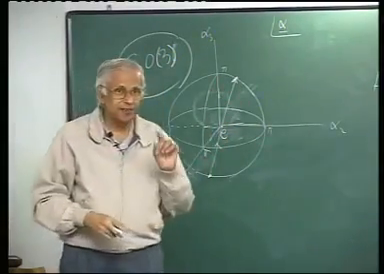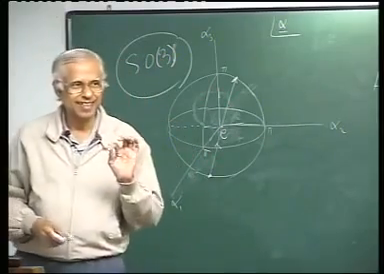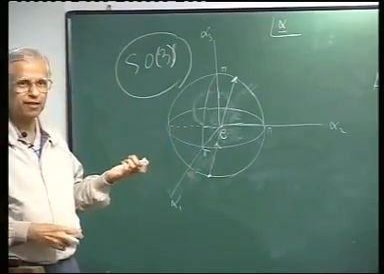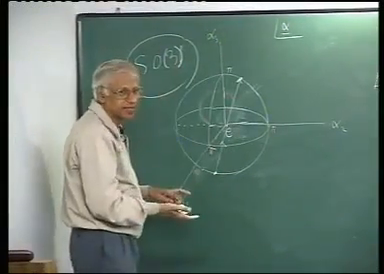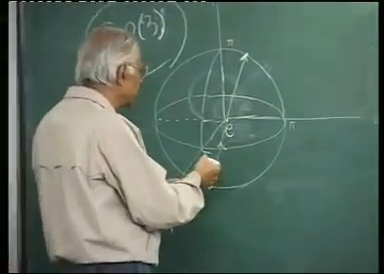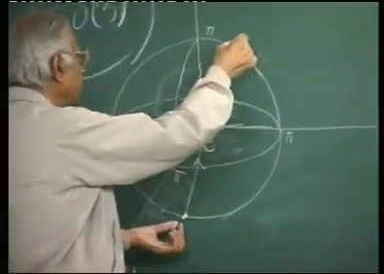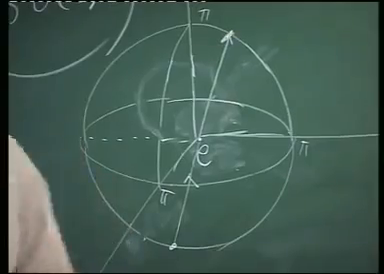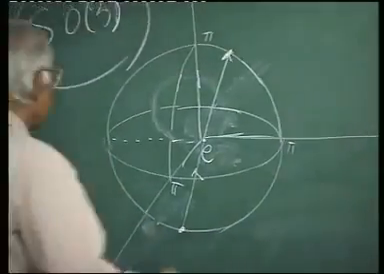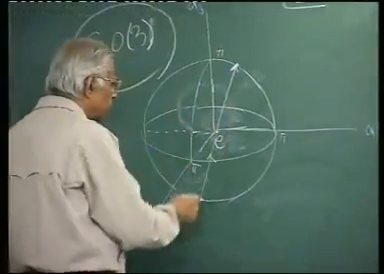This is a closed loop in the group. It doesn't look closed, but it is a closed loop. Why? Because this picture is not a faithful picture. The picture must be taken with this rule, that diametrically opposite points on the surface are the same. They are the same group element. So here is a closed loop.